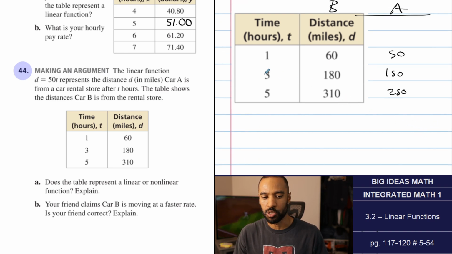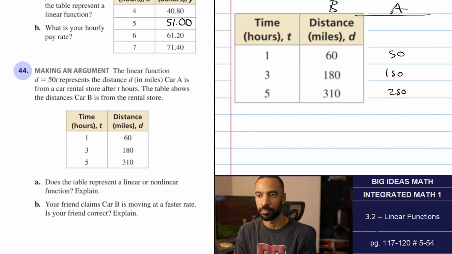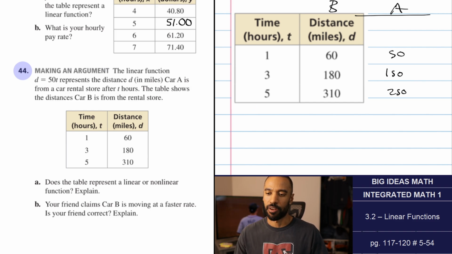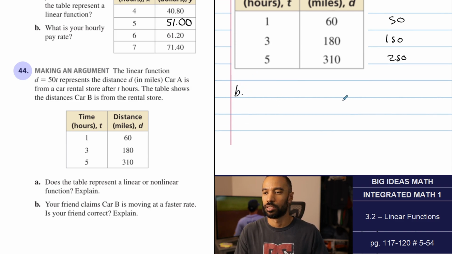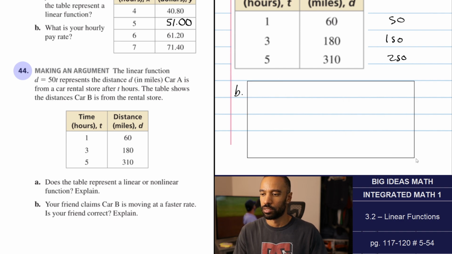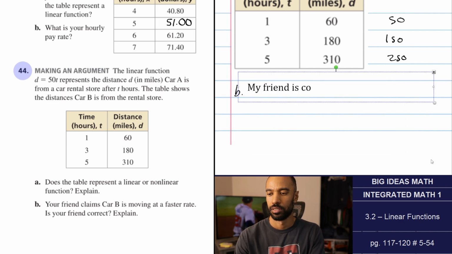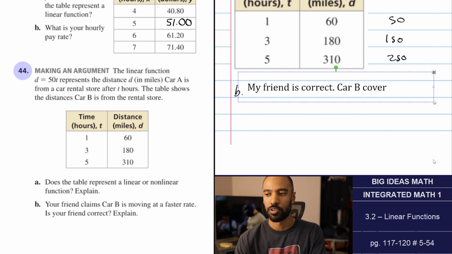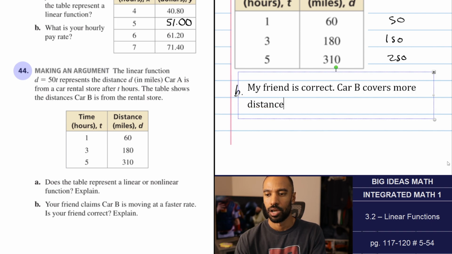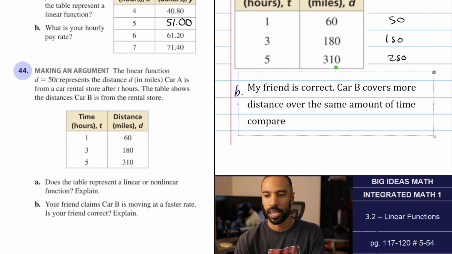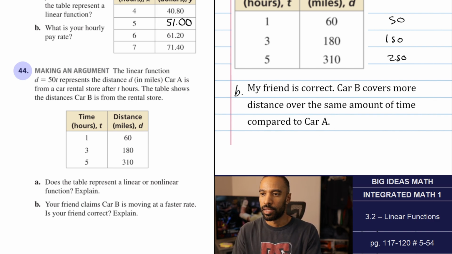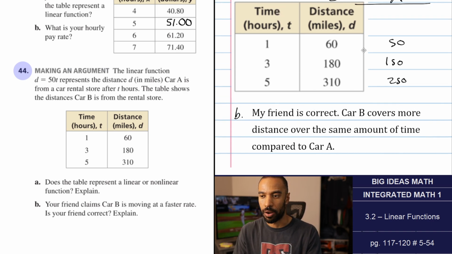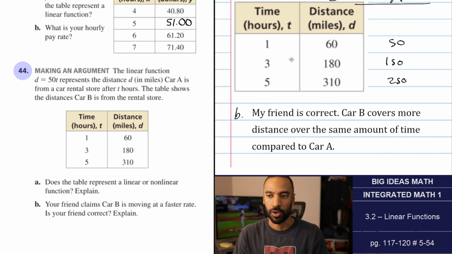Your friend claims car B is moving at a faster rate. Your friend is correct. So part B, my friend is correct. Car B covers more distance over the same amount of time compared to car A. All right. Now, I actually found those distances on car A right there, at least for those hour marks.